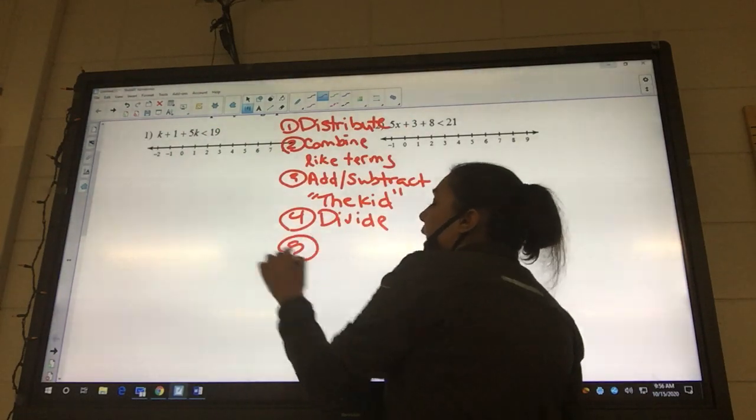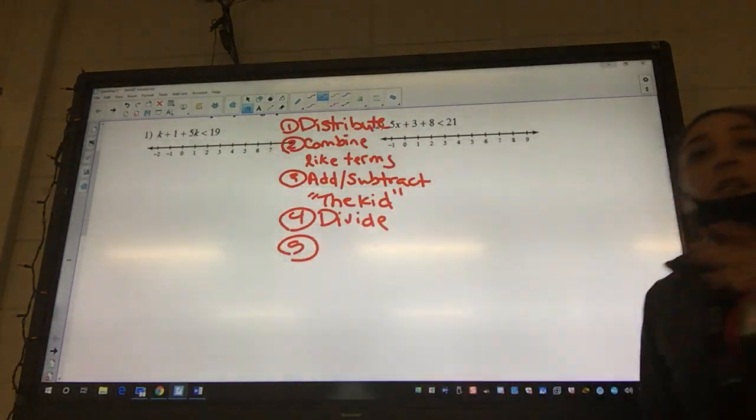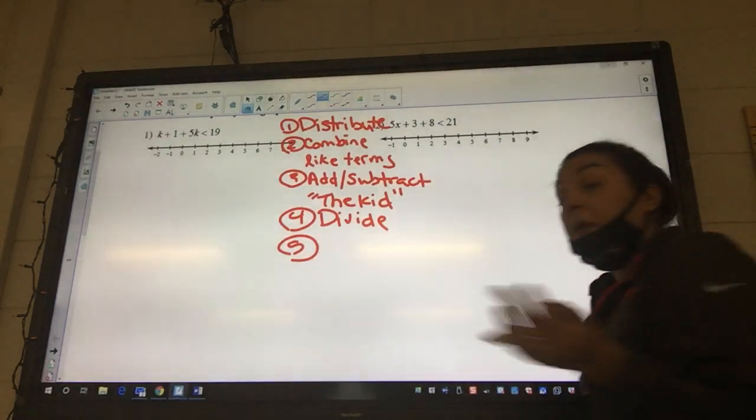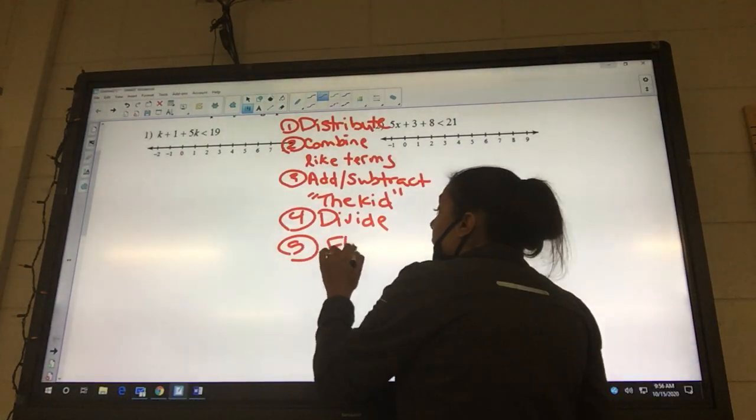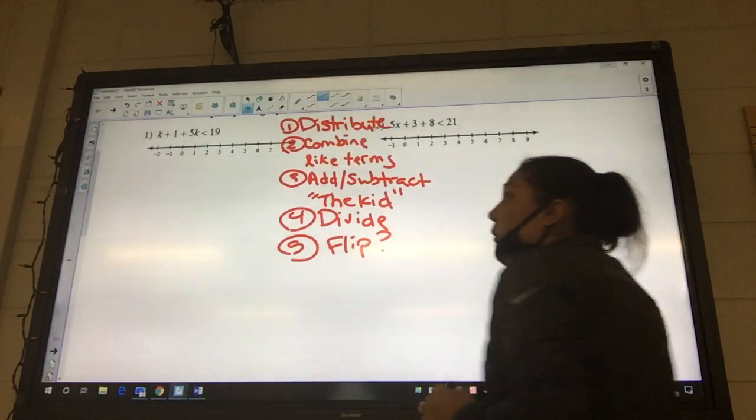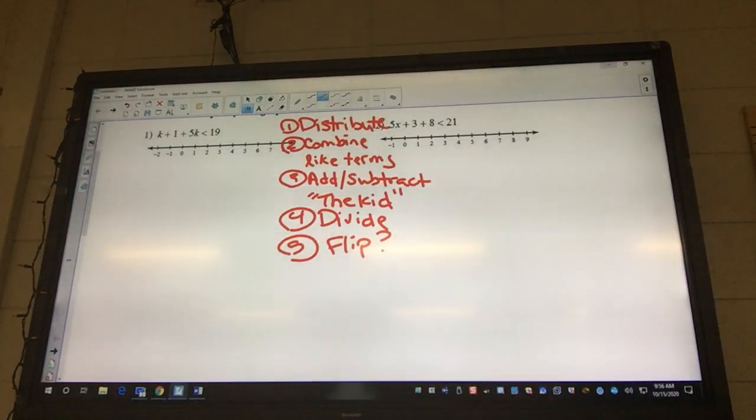Okay, and then there's one extra step with these, and that's going to be, do we flip it or not? So I'm going to say flip question mark, because on some of these we're going to have to flip it, some of them we won't. So it's just like solving equations.